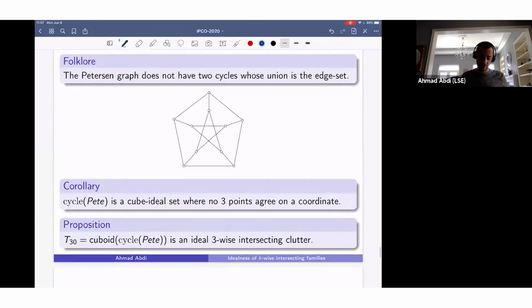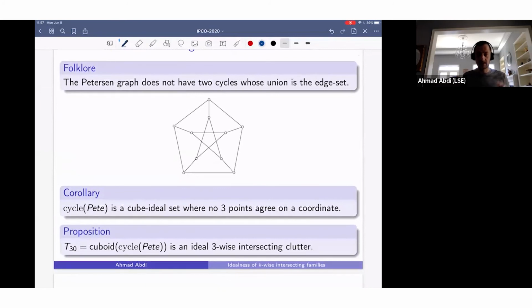If you look at the Petersen graph, take its cycle space, whatever that means, I don't have time to tell you, and then move to the cuboid of that. It'll give you an ideal 3-wise intersecting clutter. And this clutter, although not defined this way, but defined in a completely different way, T30, was noticed by Seymour back in the 70s.